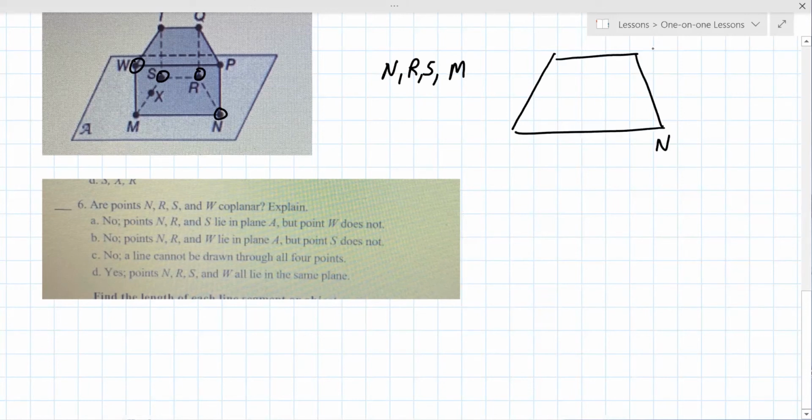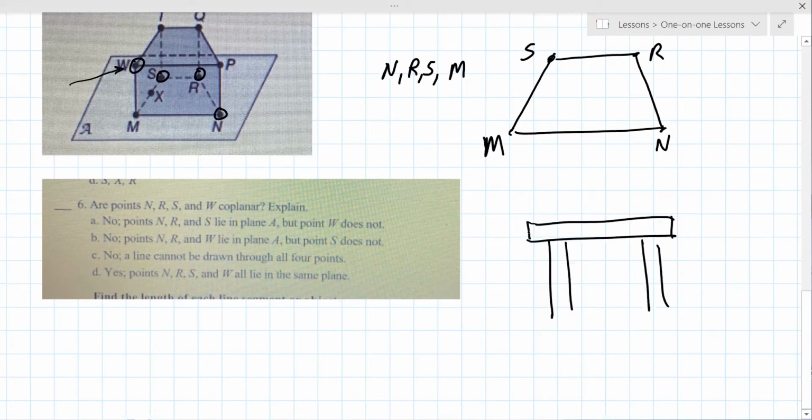N, R, S, like they're flat. If we were doing this in person, I would show you a piece of paper that these could all fit on. The problem is W is kind of up above my screen. Imagine there's a table, and this table represents a plane. Well, there's a point up here that's not on the table. And that's what W is. W is not on the table. Oh, okay. It's not on the plane.